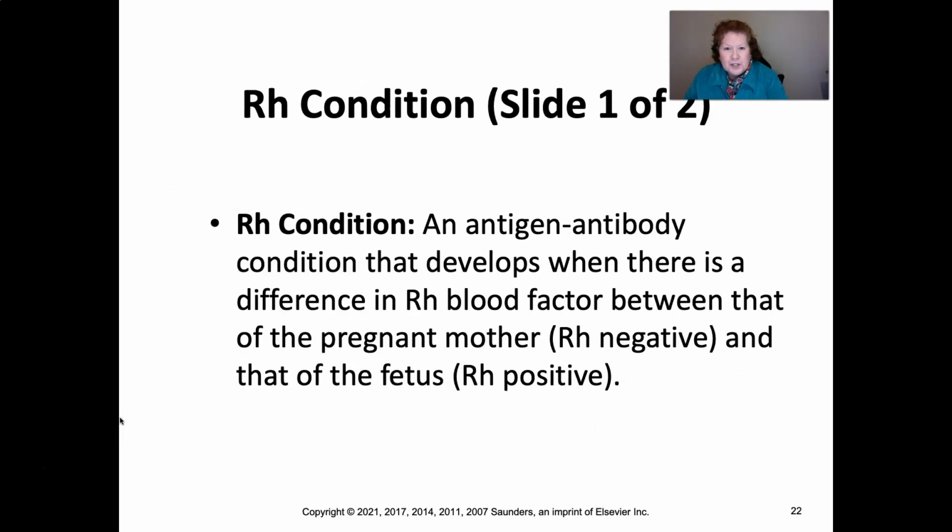An Rh condition happens with a pregnant mother and a baby. When there's a difference in the Rh blood factor, that's when it's going to happen. If the mom is Rh negative and the baby is Rh positive, you have that antigen-antibody reaction. Because the mom's blood is Rh negative, and that's what she's used to, and now she's got a baby within her growing and taking from her, and it's Rh positive, that difference causes the reaction.